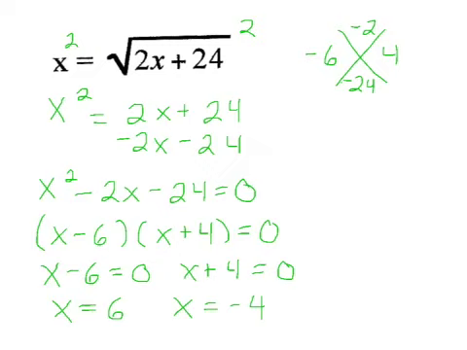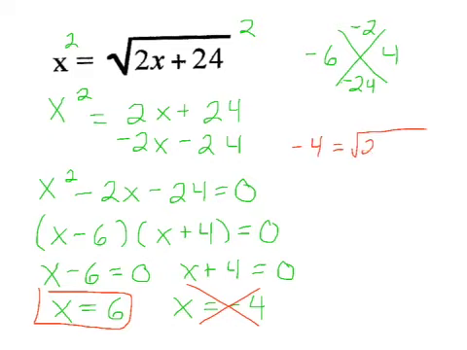Are any of these solutions extraneous? If you said that negative 4 is extraneous, then you are right. x equals 6 is the final answer. The reason that negative 4 is extraneous is if I plug it in, I get negative 4 equals 2 times negative 4 plus 24. And remember, we cannot take the square root and just get a negative as an answer. So, x equals 6 is the correct answer.